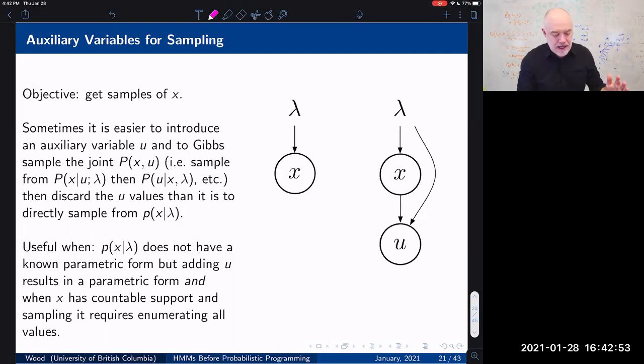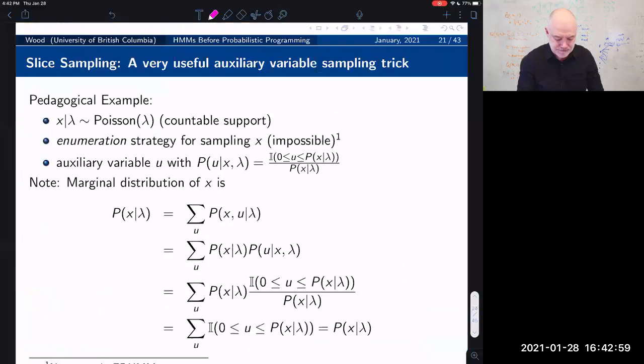And when X has countable support, and sampling it requires enumerating all values, okay? And that's what we'll talk about right now.